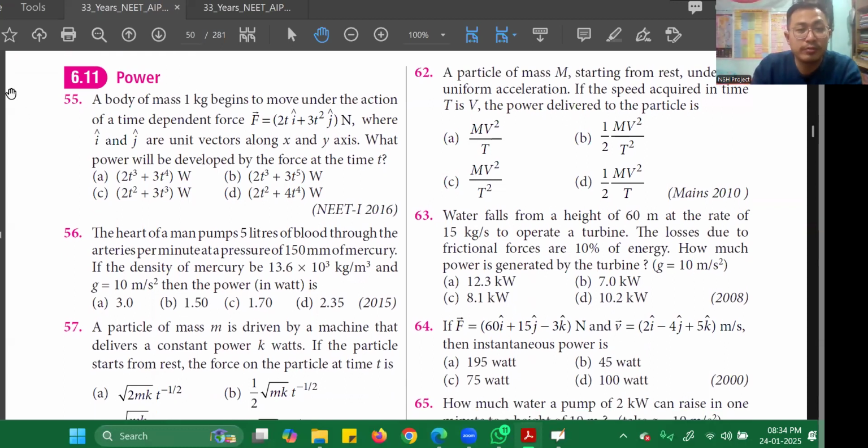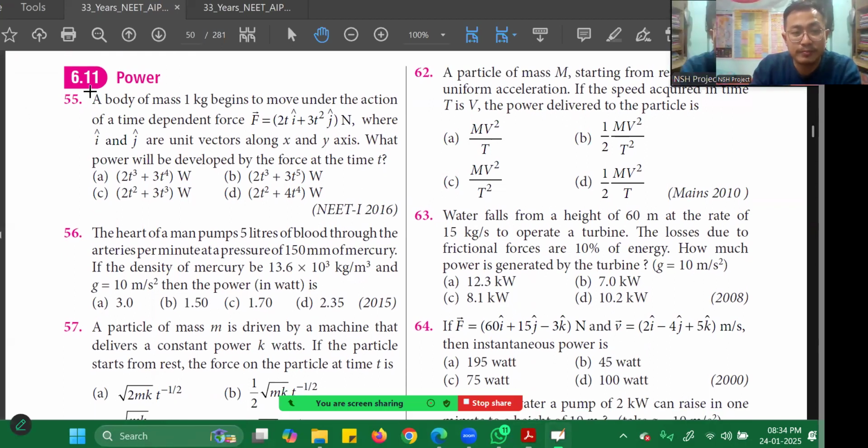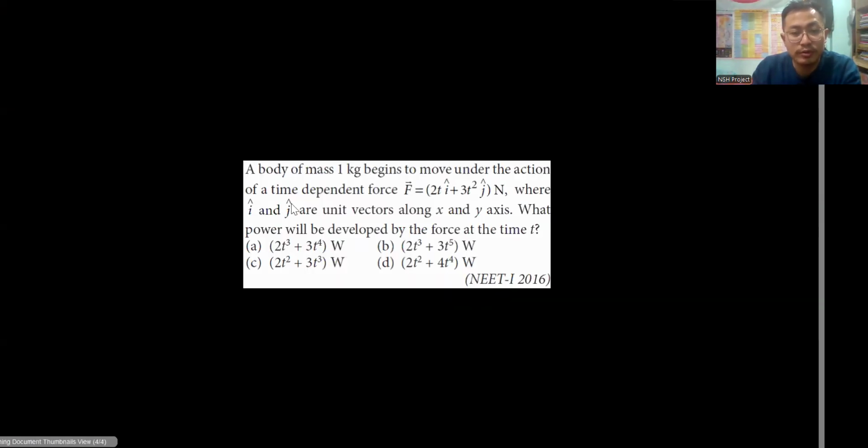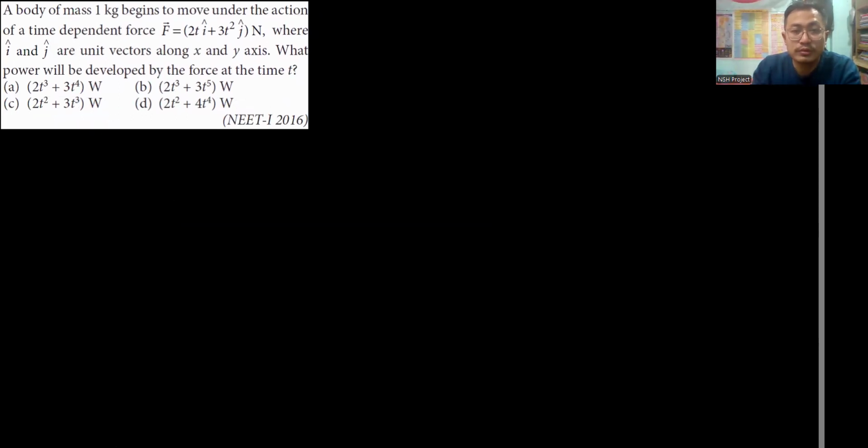Power. The first question on power is from 2016. What is power? Power is the rate of work done, work done by time. Yes, the rate of doing work is power.